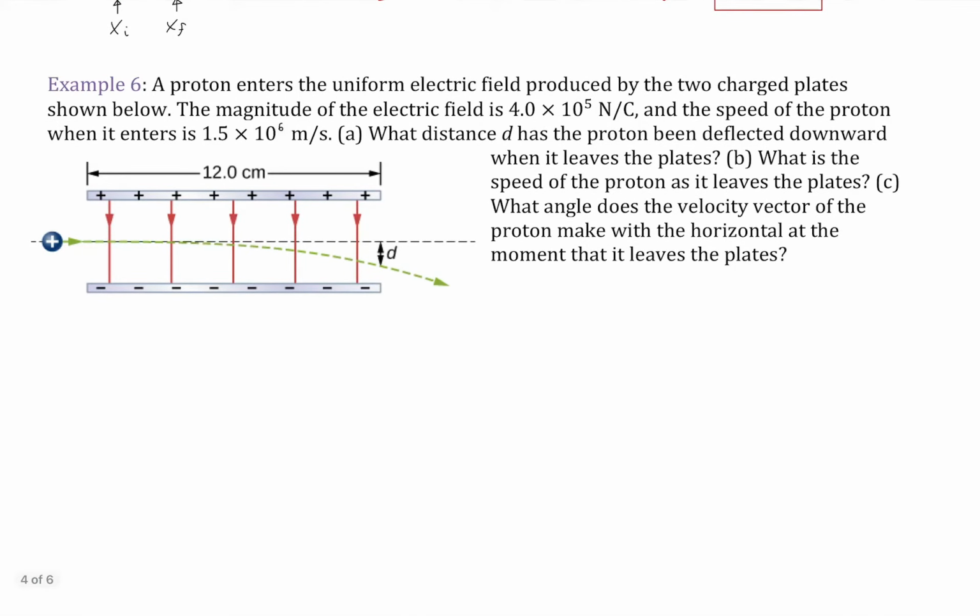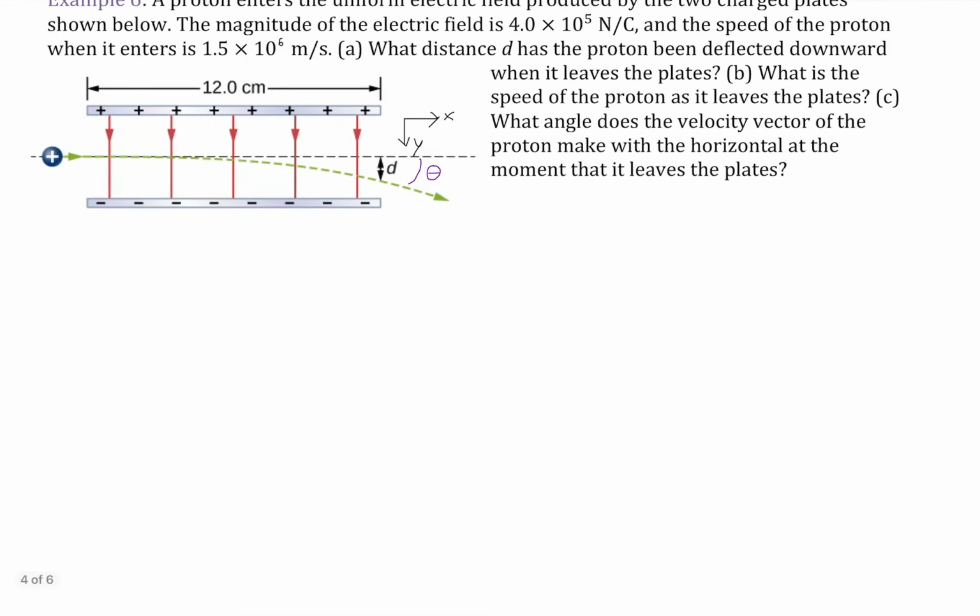Example 6. A proton enters the uniform electric field produced by the two charged plates shown below. The magnitude of the electric field is 4 times 10 to the 5 newtons per coulomb, and the speed of the proton is 1.5 million meters per second. What distance d has the proton been deflected downward when it leaves the plates? Because, after all, the plates have that finite length. What is the speed of the proton as it leaves the plates? And what angle does the velocity of the proton make? Because when it leaves, it's going to have a velocity at some angle to its original motion, and I'm just interested in that angle. In fact, here it is, that's the theta. This is going to be the coordinate system we'll use. And let's run through it.